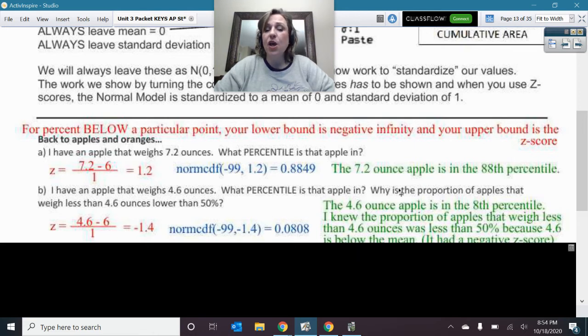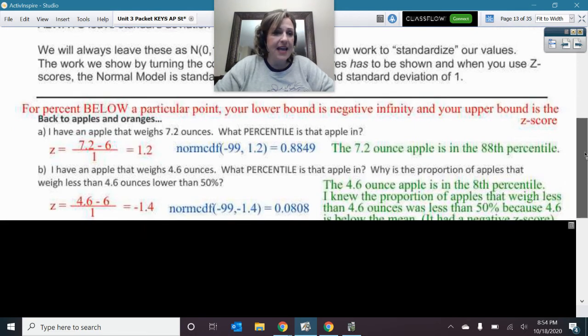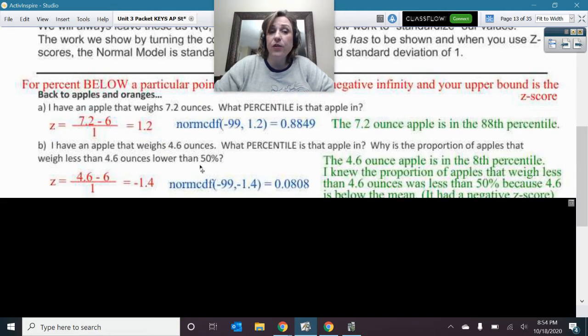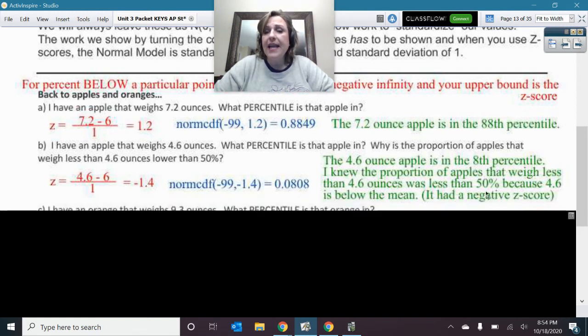Okay, and then this question is, why is the proportion of apples in that, why is it lower than 50%? How did I know it was going to be lower than 50%? Well, it had a negative z-score, so it was below the mean. If it was an apple that weighed 6 ounces, that is the mean, and it would be in the 50th percentile. But this one is below the mean, so it's going to be lower than the 50th percentile.